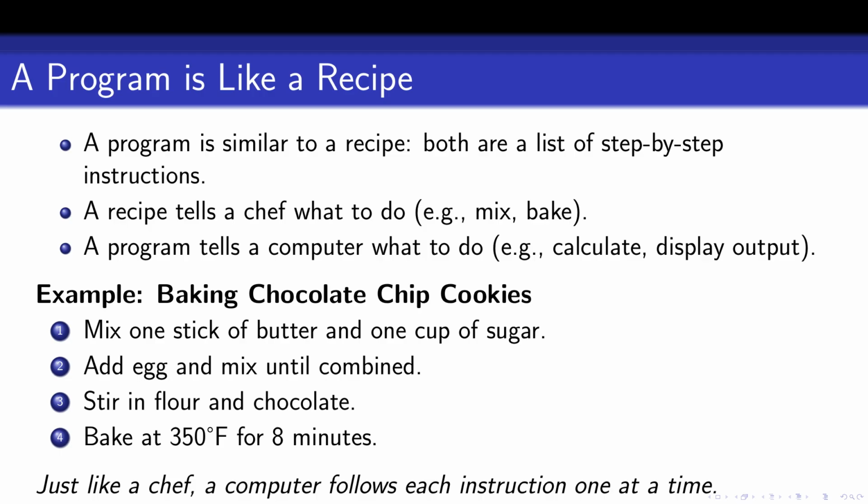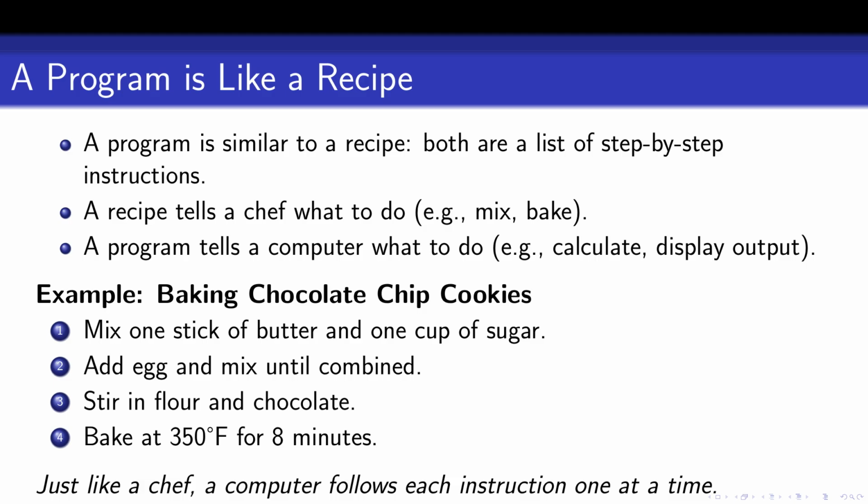Here's a great analogy to help make programming more intuitive. Think of a program like a cooking recipe. A recipe is a sequence of instructions. Mix this, add that, bake for 8 minutes at 350 degrees. Each step must be followed in order to get the correct result.